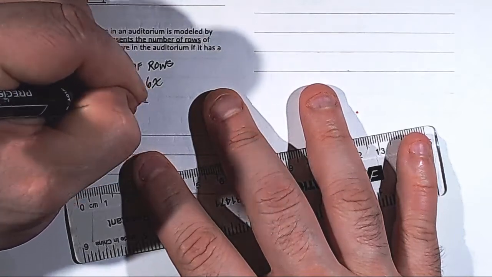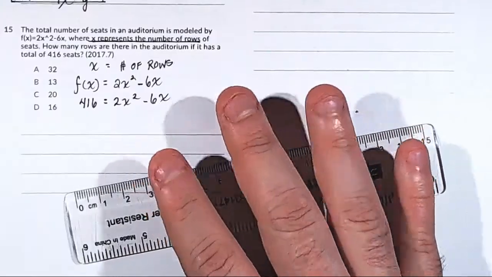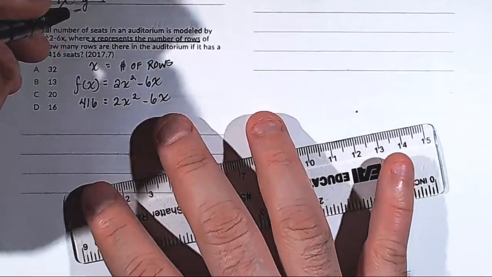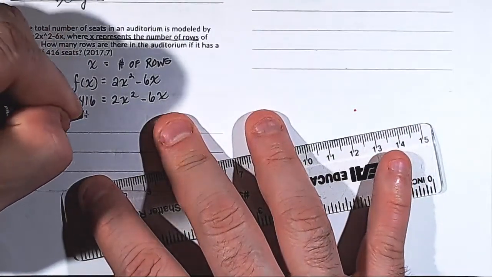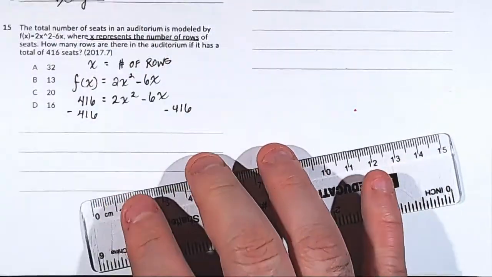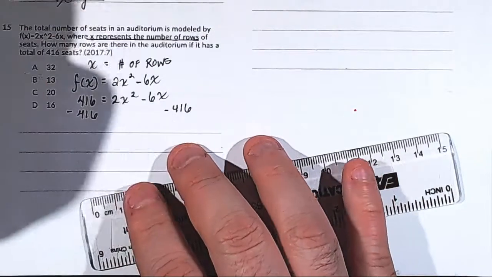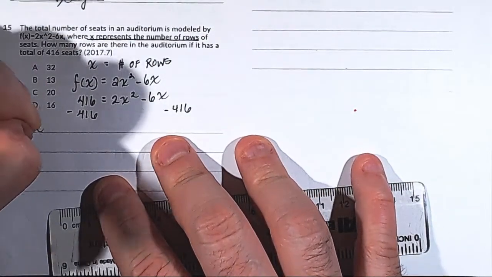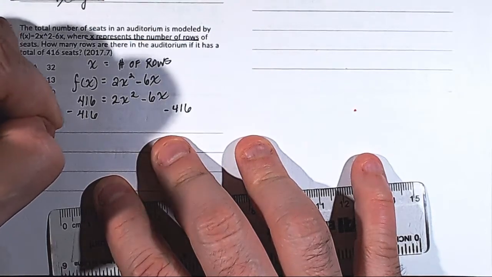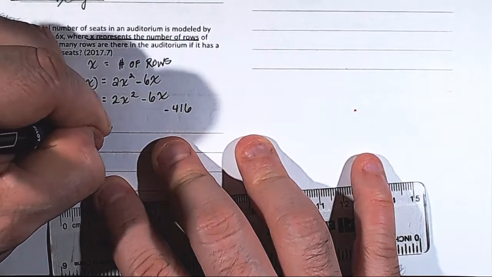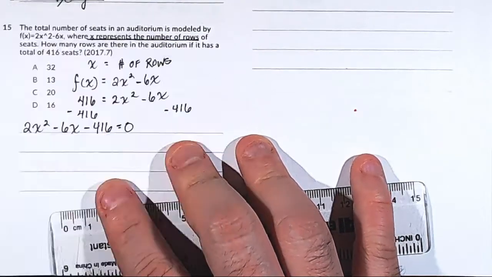2x squared minus 6x. Now, if you wanted to solve this algebraically, you would need to subtract 416 from both sides and get a quadratic equation set up that looks like this: 2x squared minus 6x minus 416 equals 0.